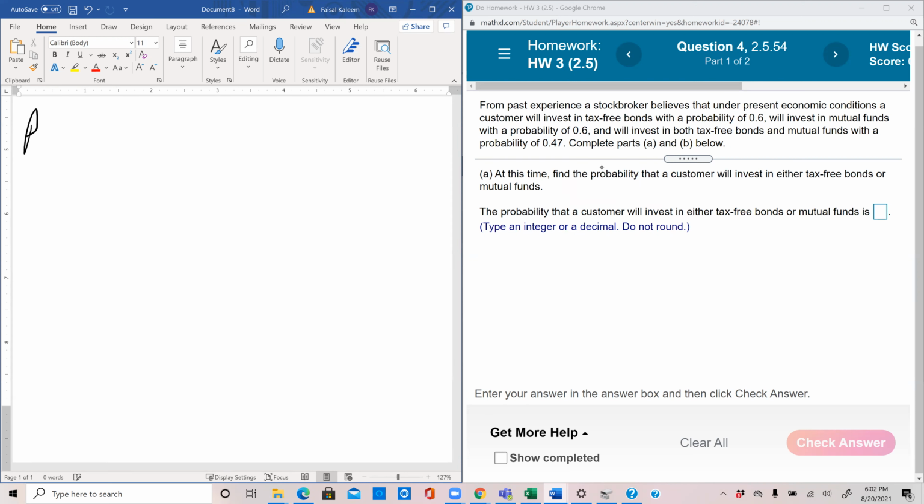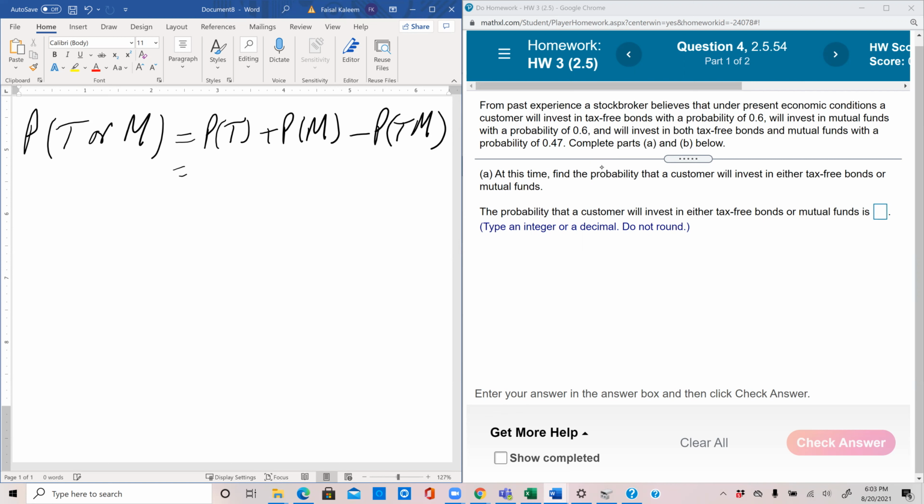So we have to find the probability, let's say T for tax-free bonds and M for mutual funds. So P(T ∪ M) equals P(T) plus P(M) minus P(T ∩ M). Tax-free bonds is 0.6, mutual funds is also 0.6, and both is 0.47. So this comes out to be 1.2 minus 0.47, that's 0.73.